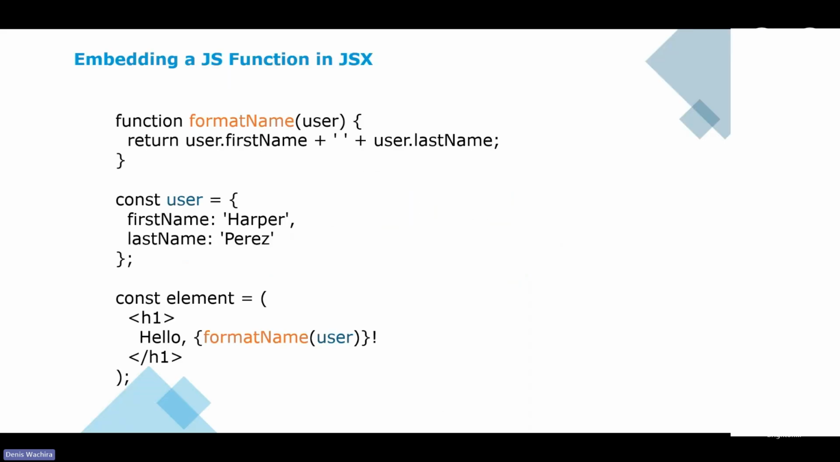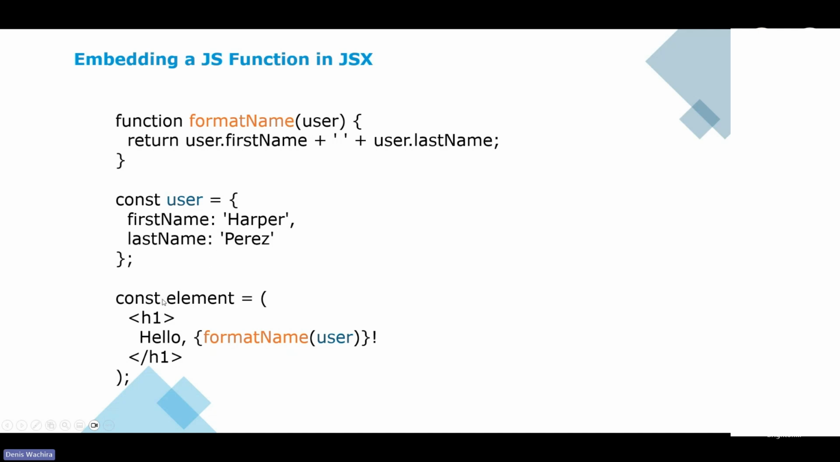Then same case, it's not all about variables and style attributes. We can also embed some JS function in JSX. So we can have a function formatName, which has a parameter like user. Then the user returns what? user.firstName, then we concatenate with the plus operator, we place a space between, then another plus operator, and we concatenate it with the last name. This user is an object, that is why we are using user.firstName. So whenever we are calling this function, we need to pass what? An object which has the first name.